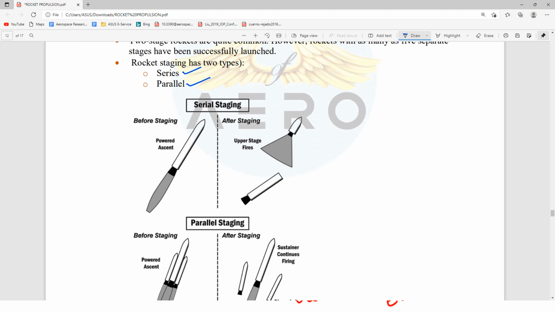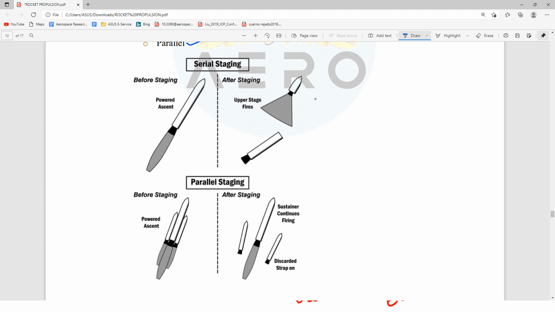So basically, the parallel one we also call in the form of boosters, right? So these are the main structure, the main body, and along with that we have boosters which eject out when the time comes, or once the power gets boosted up by itself, right?